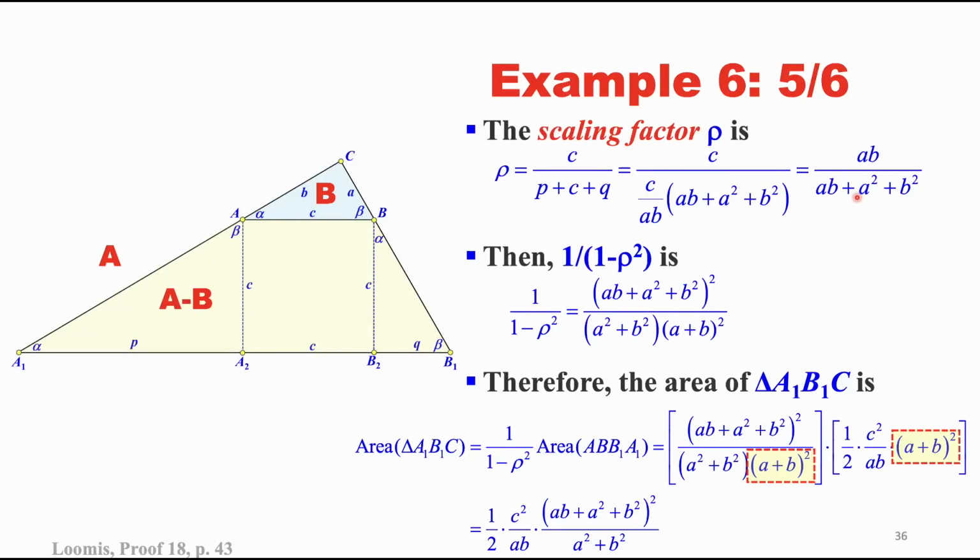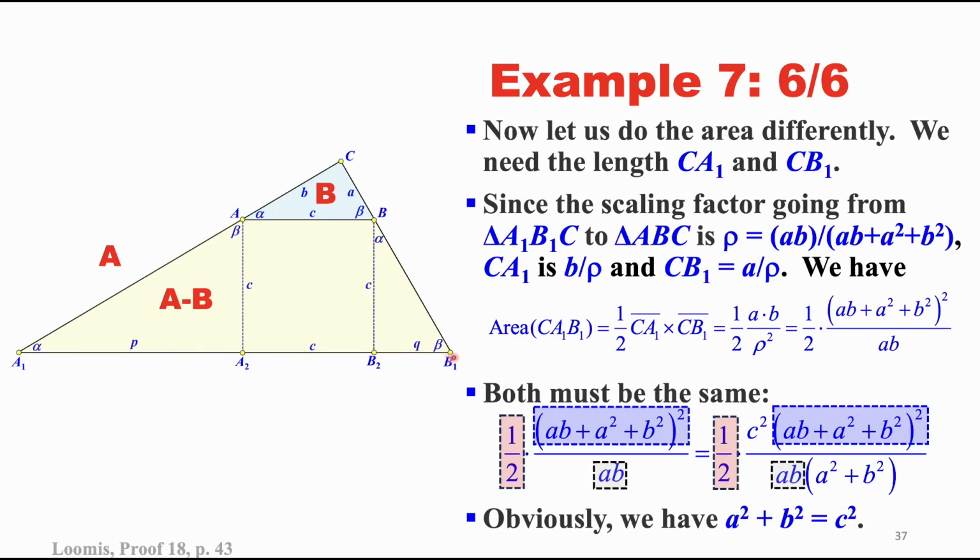From here, 1 over 1 minus rho squared is this. The term AB is cancelled out. Therefore, the area of A1B1C, according to our method, is 1 over 1 minus rho squared times the area we calculated earlier. So these two terms cancel out. We need to calculate the area of A1B1C differently.